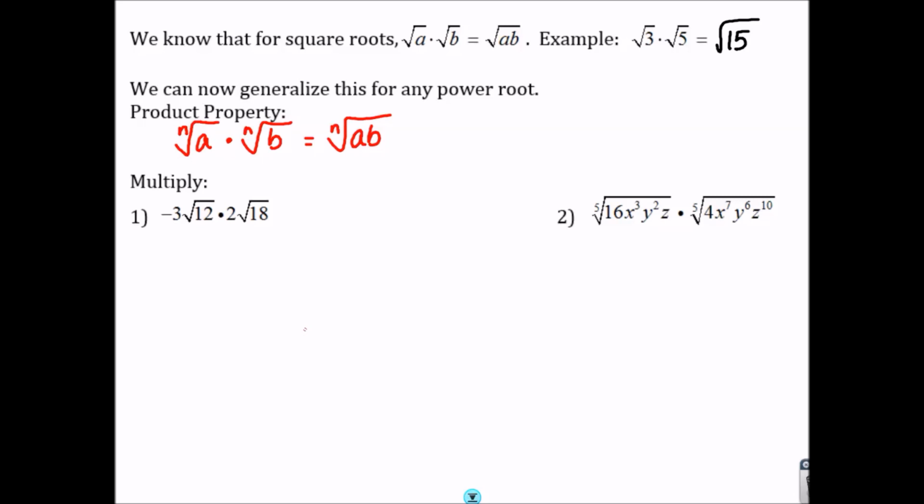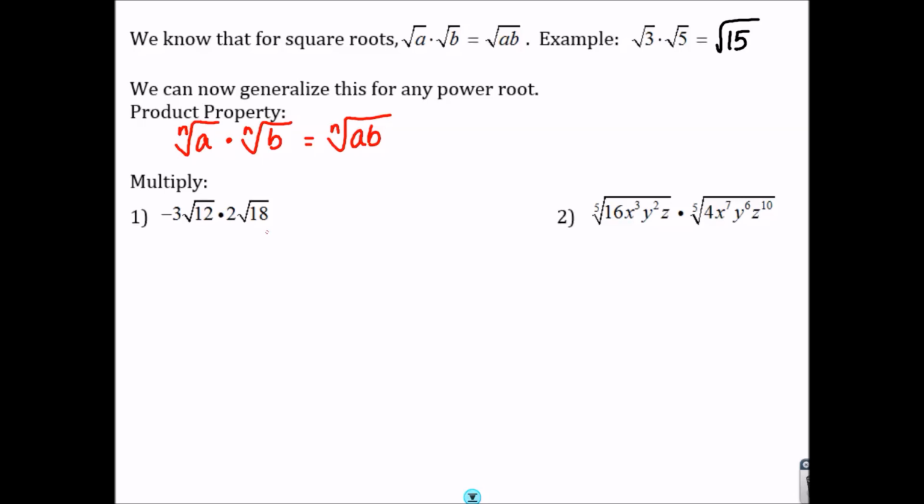So whenever you have multiplication problems here, you can simplify the radicals first, then multiply, then you might have to simplify again, or you can multiply first and have to simplify larger numbers. Again, it's partly personal preference. I'm going to go ahead and multiply first. So here I have negative 3 times the square root of 12. I'm going to go ahead and simplify first.